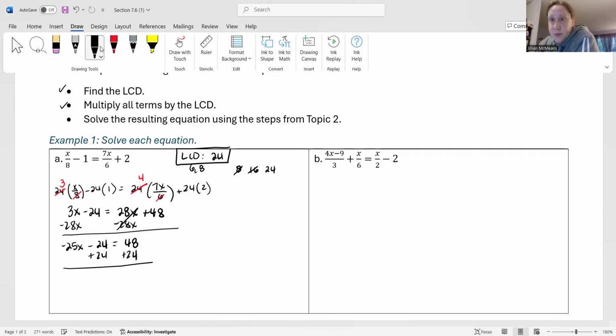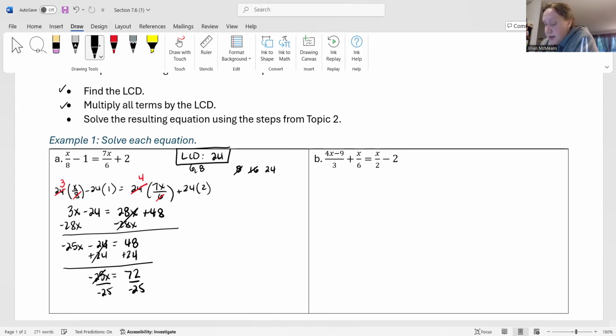Well, negative 24 plus 24 is 0, so that leaves me with negative 25x. And that equals, let's see, 40, 60, 72. So now we want to get the x by itself, and in order to get the x by itself, we divide both sides by its coefficient, which is negative 25.